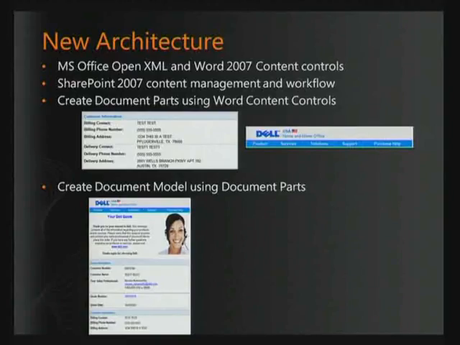So this is how the new architecture looks. We use Word as the authoring tool, so the business can author any interactions they want using Word, which they are very, very familiar with. And SharePoint 2007 is basically the content management.